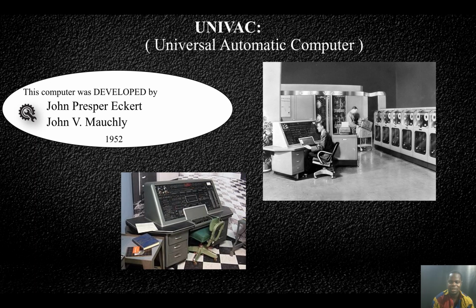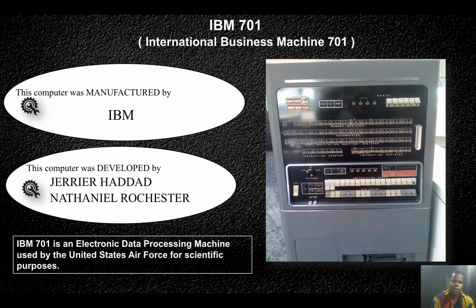As you can see in the picture, it's a very nice machine by then, but now we are using different ones. But this one is very nice, which is the UNIVAC, Universal Automatic Computer. Let's see, we have another one too here, which is the IBM 701, which is the International Business Machine 701.